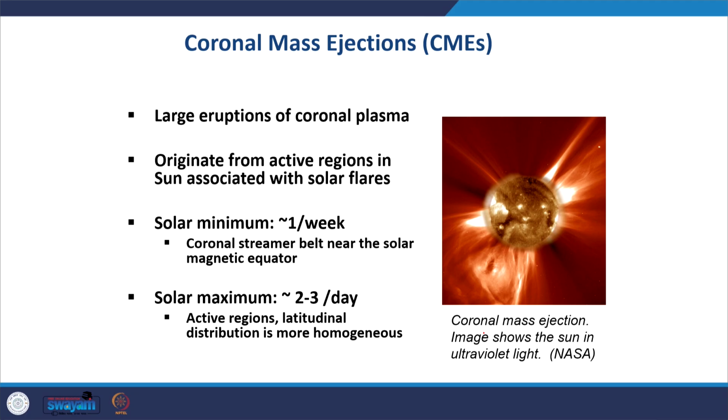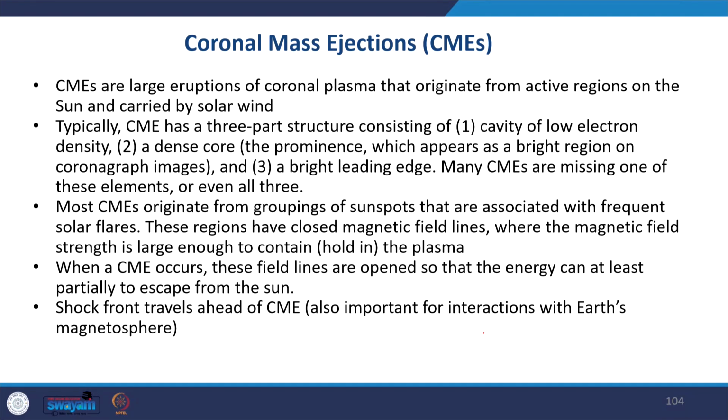These are the basic characteristics of coronal mass ejections. You can expect during periods of solar maximum up to 2 to 3 events per day, which is very large in comparison to what you can expect during solar minimum. Coronal mass ejections are large eruptions of coronal plasma that originate from active regions on the sun and are carried by the solar wind. There can also be some interaction with the solar wind.